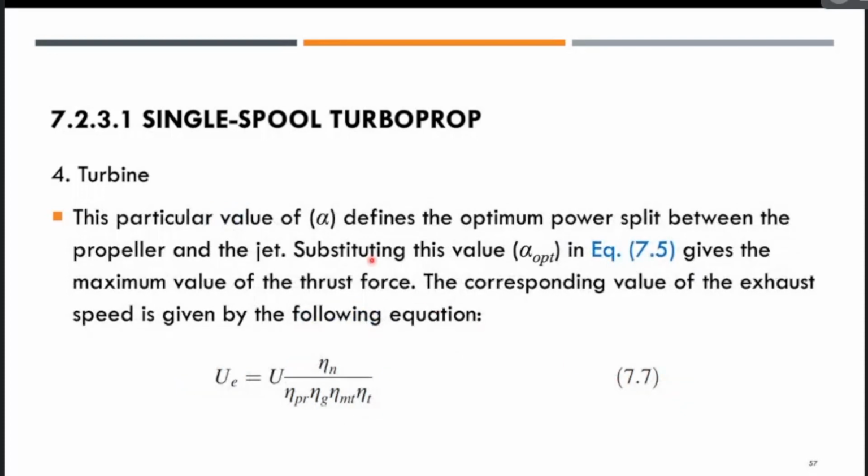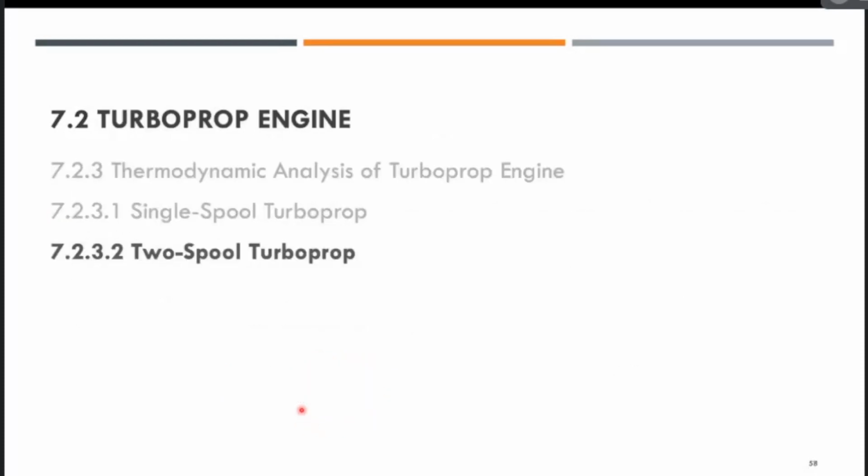So this particular value of alpha defines what we know as the optimum power split between the propeller and the jet. Substituting the value of alpha optimum in equation 7.5 gives the maximum value of the thrust force. And the corresponding value of the exhaust speed is given by the following equation. This is where we see the relationship between the exhaust speed, the aircraft speed, and the respective efficiencies.